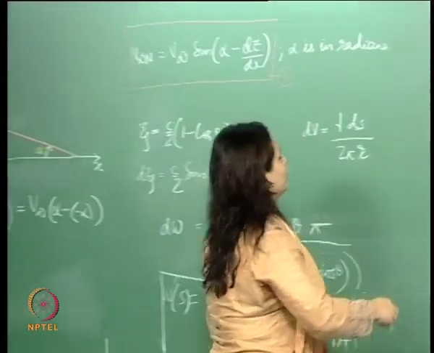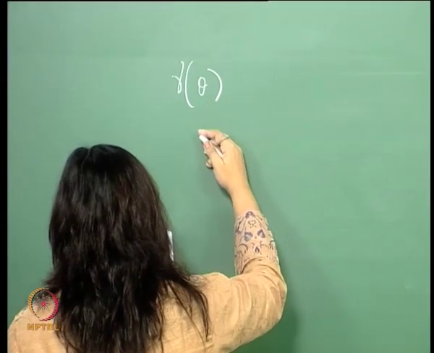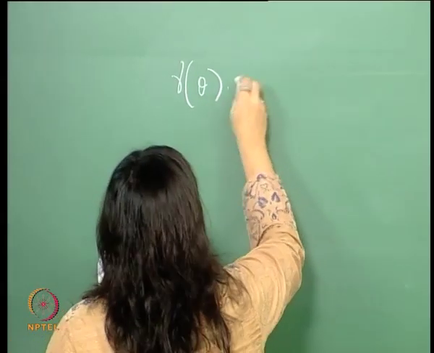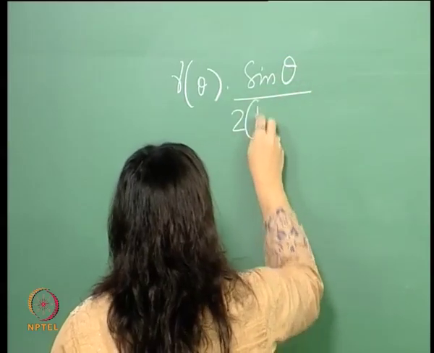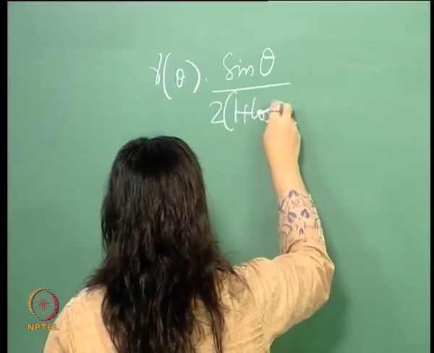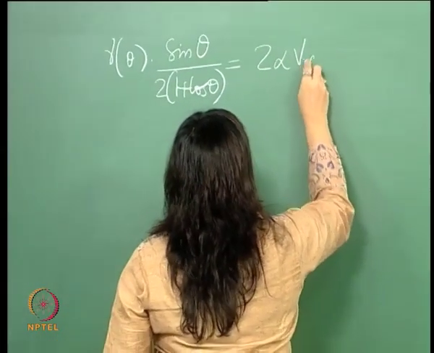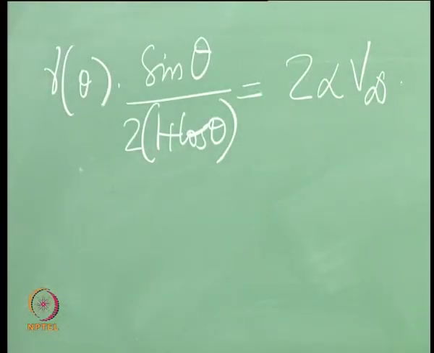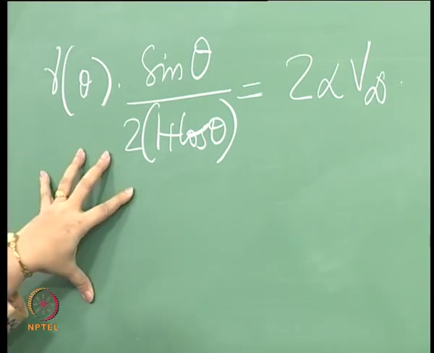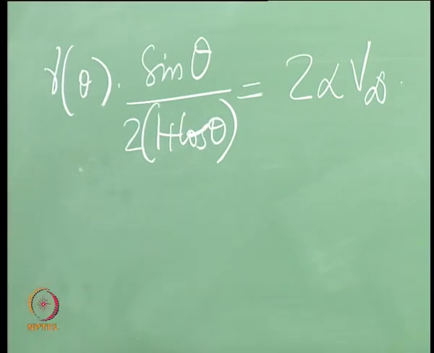Okay, so now what we have over here is gamma theta into, okay, so this is the left hand side and the right hand side. This is essentially the thin airfoil theory applied to this particular problem. So, linearized theory applied to this particular problem.